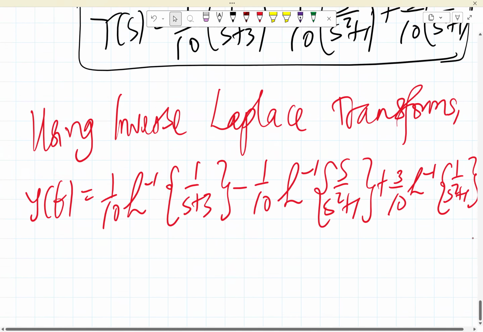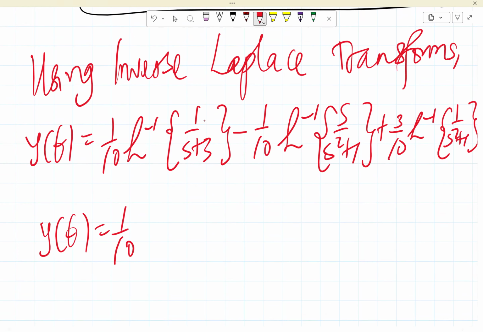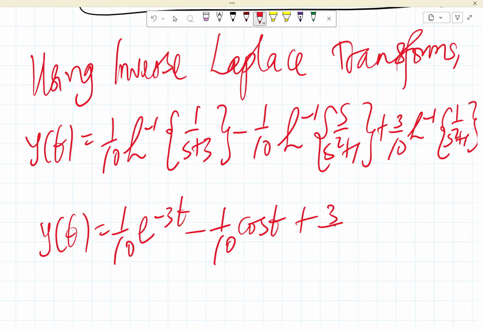So with all of that in place, it means that y over t is now 1 over 10. So if you have 1 over s plus 3, the inverse Laplace of that will be e raised to minus 3t, then minus 1 over 10. For s over s squared plus 1, that is simply cos t. Then the other one, 3 over 10, inverse Laplace of 1 over s squared plus 1, that will easily be sine t.